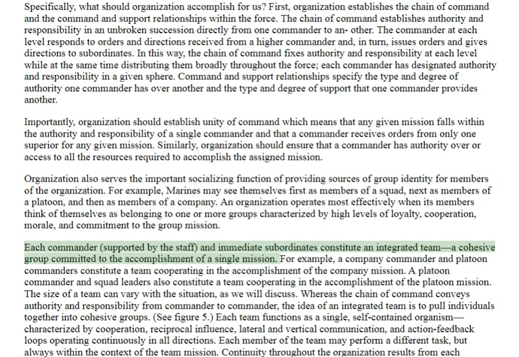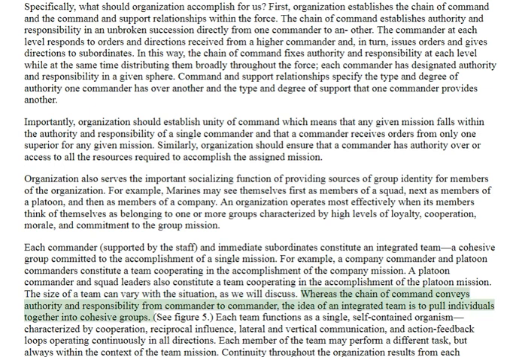Each commander, supported by the staff and immediate subordinates, constitutes an integrated team, a cohesive group committed to the accomplishment of a single mission. For example, a company commander and platoon commanders constitute a team cooperating in the accomplishment of the company mission. The platoon commander and squad leaders also constitute a team cooperating in the accomplishment of the platoon mission. The size of a team can vary with the situation, as we will discuss.